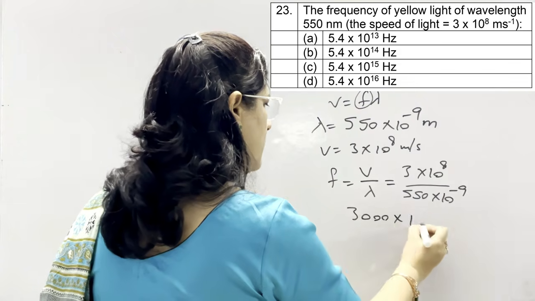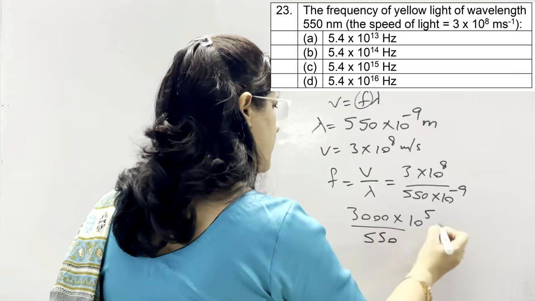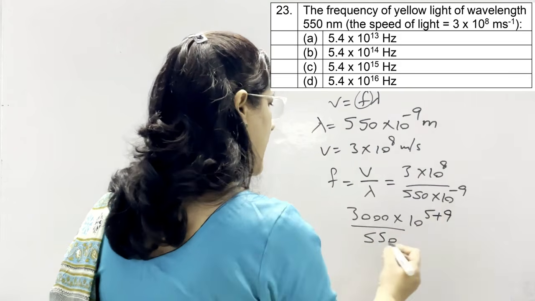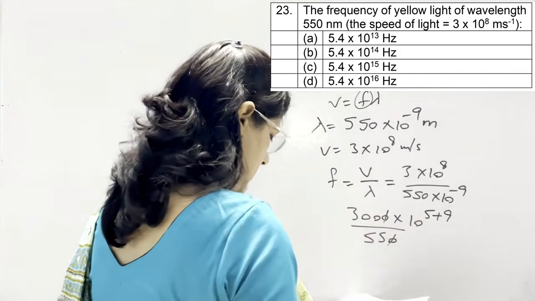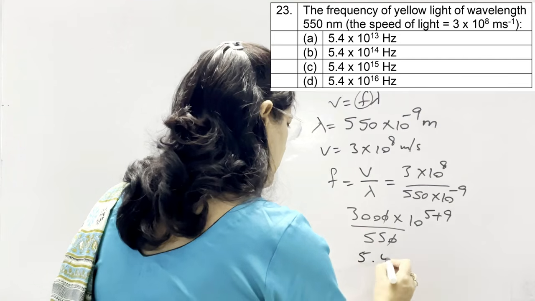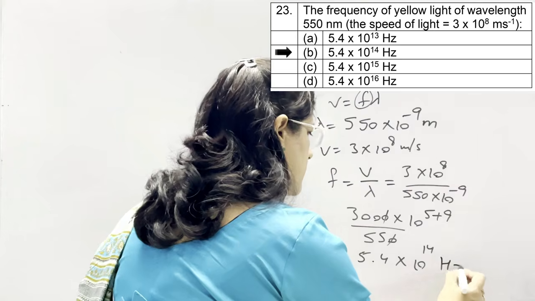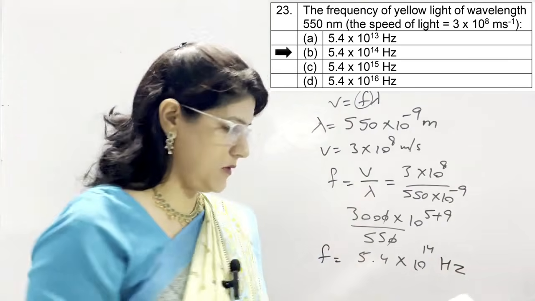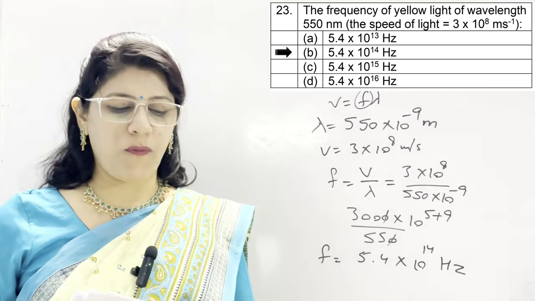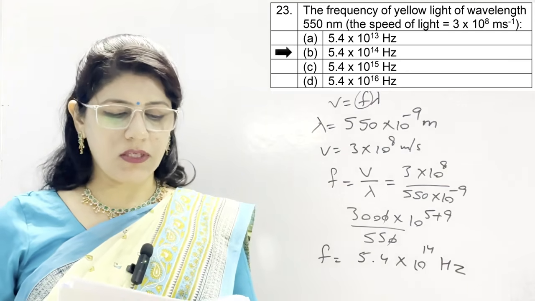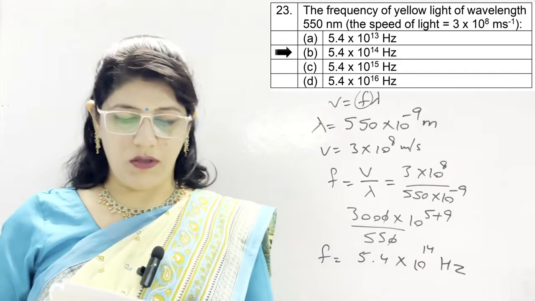3 zeros we need here. Here we are left with 10 raised to power 5. In the denominator 550, this 9 will go and add here. Now after cutting we will get the value as 5.4. So 5.4 into 10 raised to power 14 Hertz, because SI unit of frequency is Hertz, is the correct answer. Option A is 5.4 10 raised to power 13, B is 5.4 10 raised to power 14, C is 15 and 16, and the correct option is B, which is 5.4 into 10 raised to power 14 Hertz.